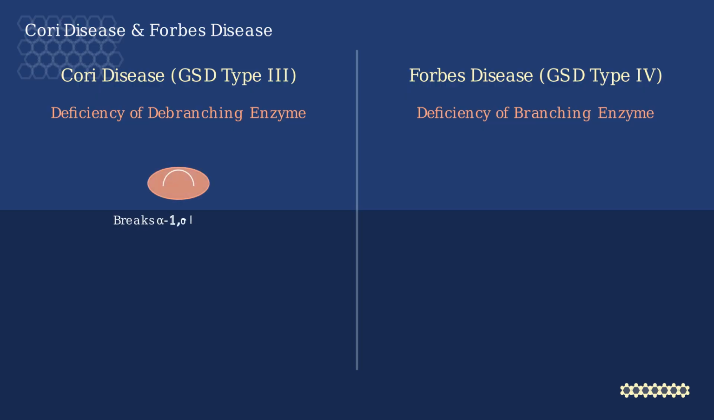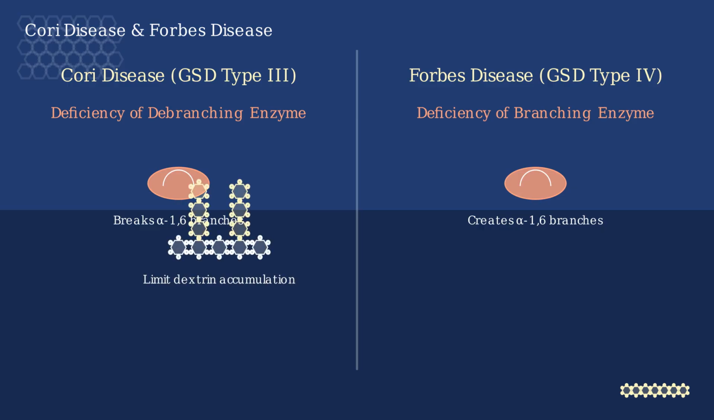The debranching enzyme breaks alpha-1,6 glycosidic linkages at branch points in glycogen, while the branching enzyme creates the crucial alpha-1,6 branches in glycogen structure. In Cori disease, the inability to break down branch points leads to the accumulation of limit dextrin, abnormal glycogen with shortened outer branches. In Forbes disease, deficiency of the branching enzyme results in abnormal glycogen with very few branches.